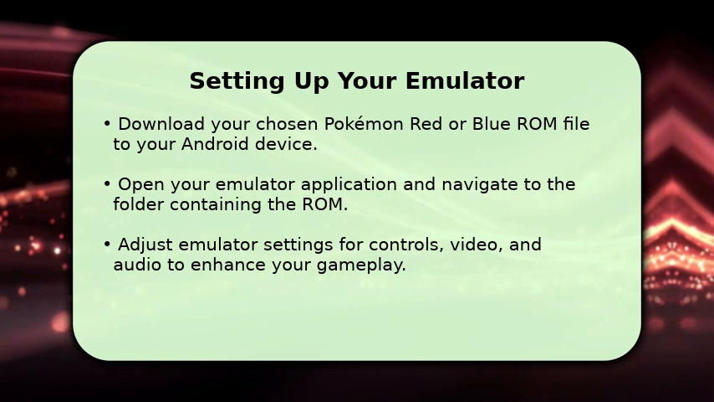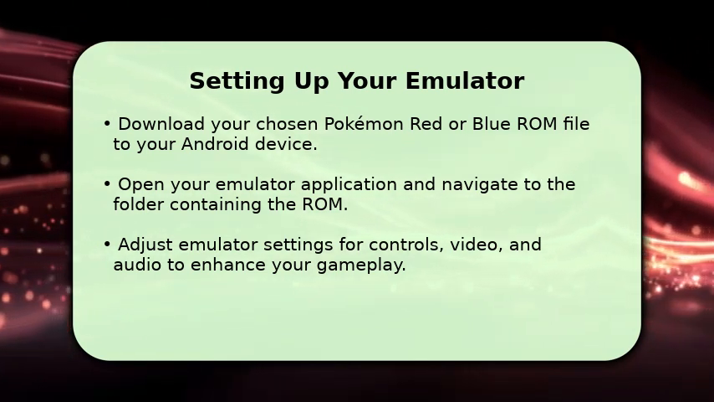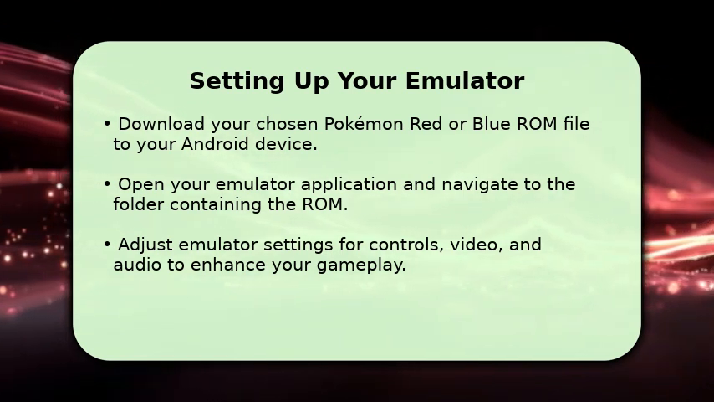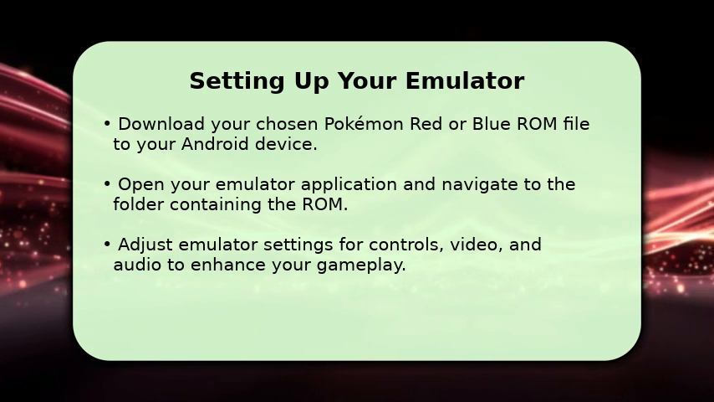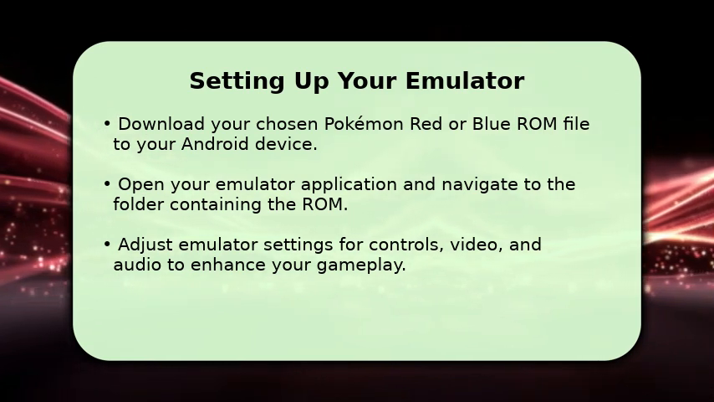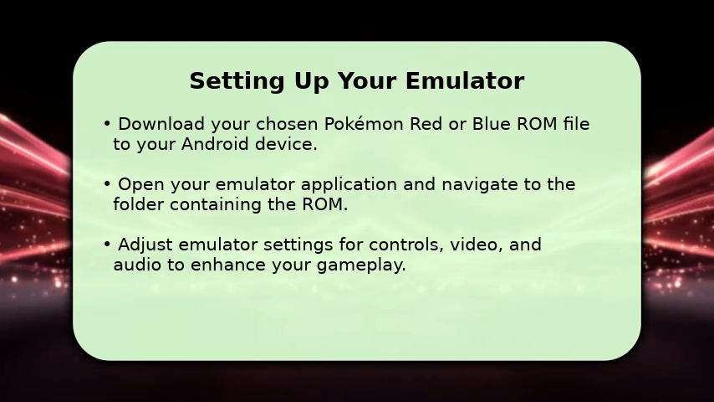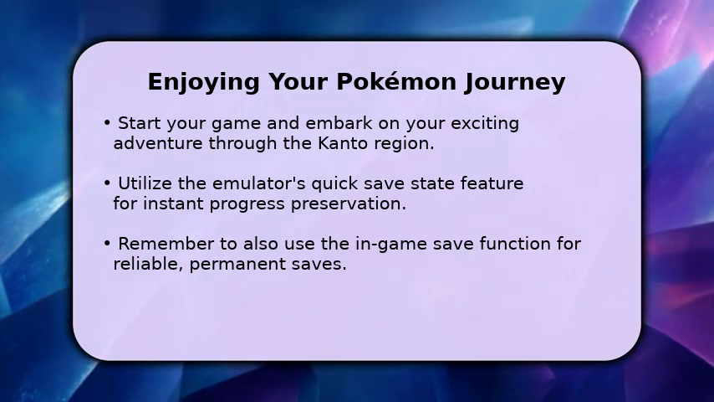Open the emulator application you installed earlier. Most emulators have a simple interface where you can browse your device's storage to find and load your downloaded ROM file. Take a moment to customize settings like on-screen controls, video filters, and audio levels for your preferred experience. With everything set up, you are now ready to start your Pokémon adventure.